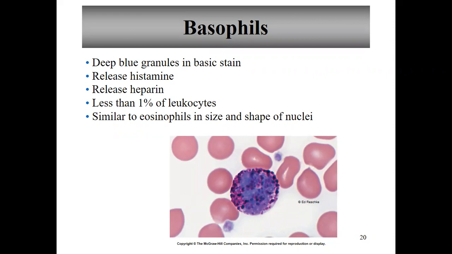I'm going to stop this portion of the lecture here. We'll continue the blood lecture with the next type of white blood cell, which is an agranulocyte.